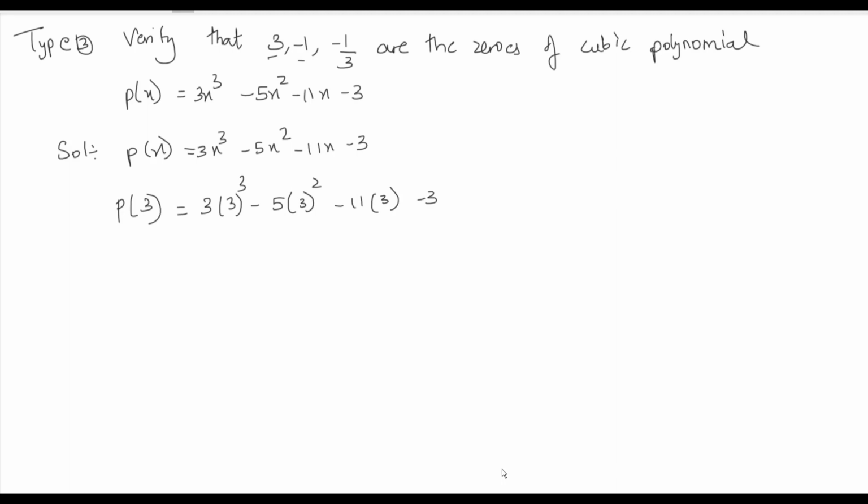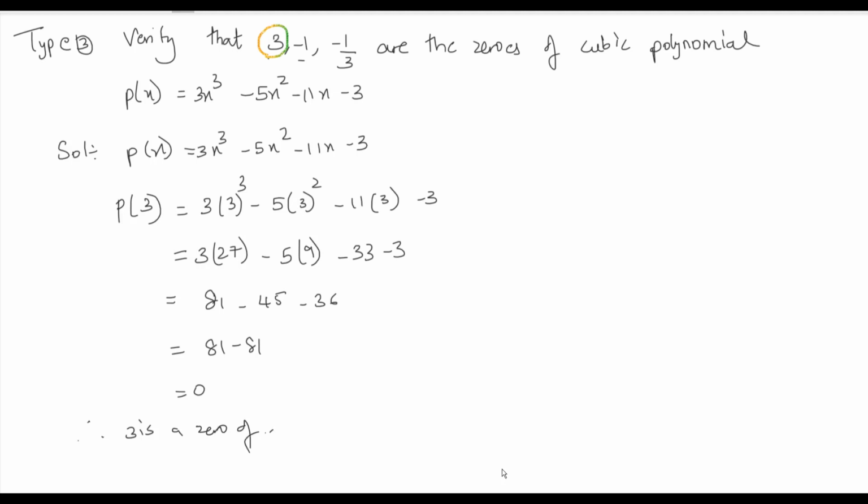Just like in your class 9, how did we verify? By just substituting in the place of x, we have to substitute the zero and find whether the answer is 0 or not. If we get our answer 0, therefore it is a zero of the polynomial. So 3 cube will be 27, minus 5 times 3 square, which is 9, minus 33 minus 3. 3 times 27 will be 81, minus 5 times 9 will be 45, minus 36. So by solving, this will be 81 minus 81. Your answer is 0. Therefore 3 is a zero of the polynomial.